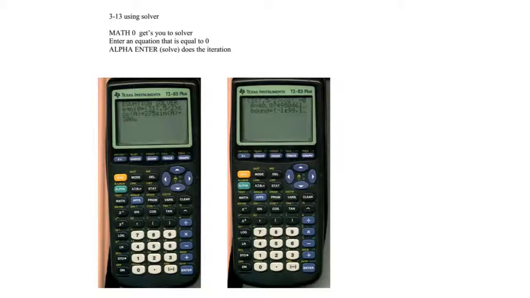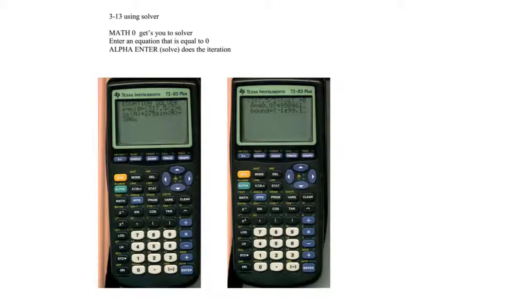So this is the problem using the solver, and what you do is you make sure that the solver is set equal to 0 using the TI-83 and 84. TI-89 is a little more powerful, and Inspire is a little more powerful. You don't have to set everything equal to 0. But basically you set the equation equal to 0, you hit enter, it takes you to the solver routine, then you hit alpha enter, which is alpha right there, and then enter, and the answer will show up right there.